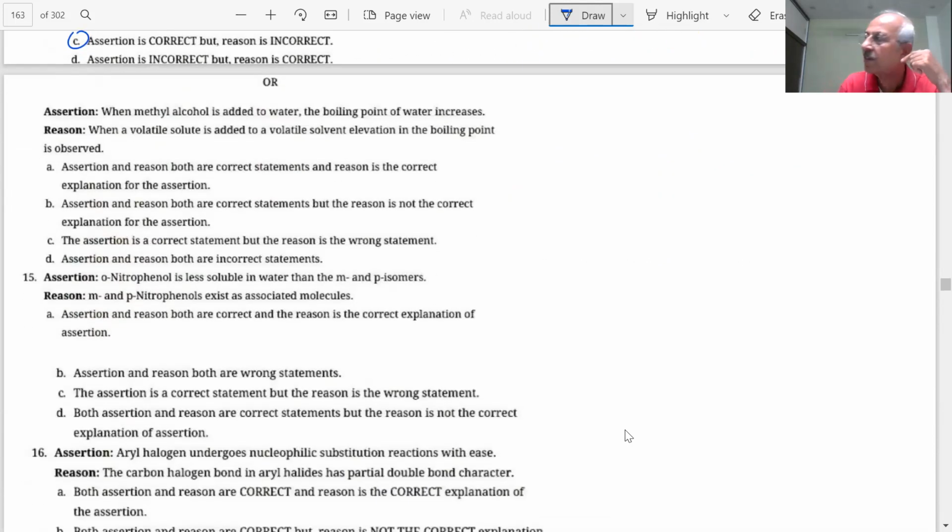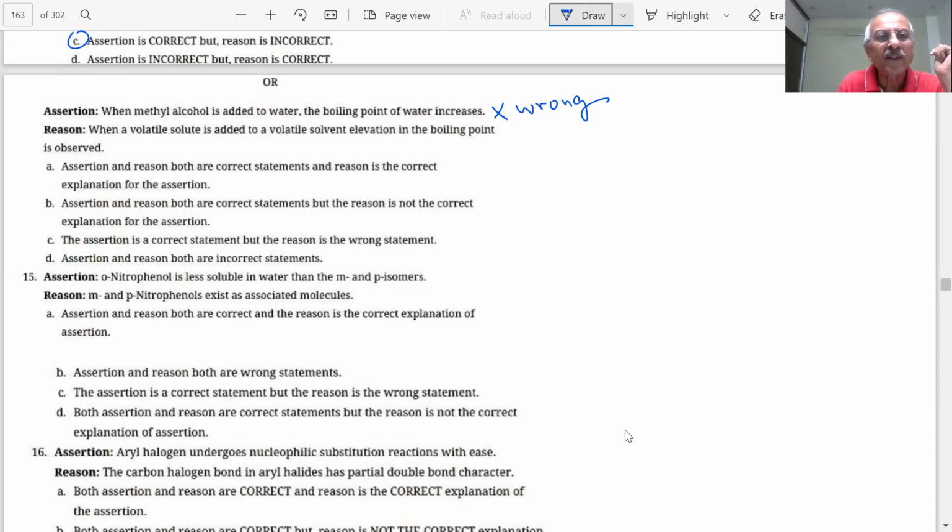Next question on the screen, students. Assertion: when methyl alcohol is added to water, the boiling point of water increases. Water has a higher boiling point than methyl alcohol. If you add methyl alcohol, will the boiling point increase? This is wrong. Once this is wrong, this is incorrect.